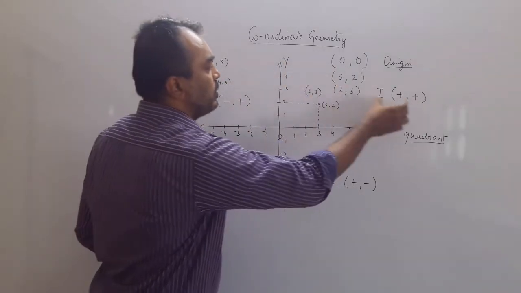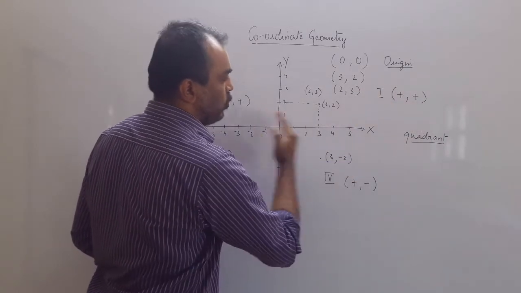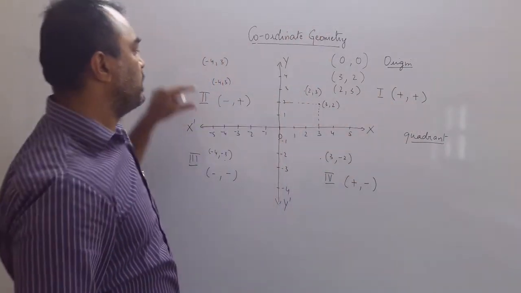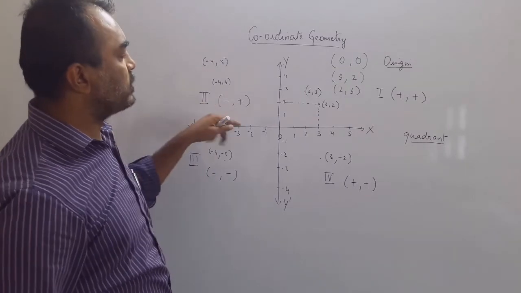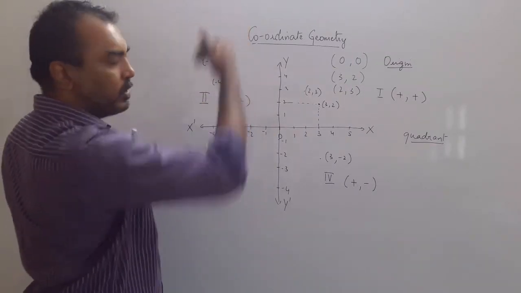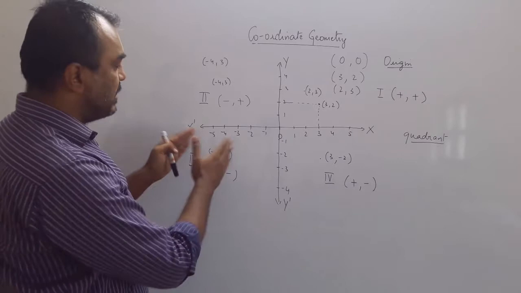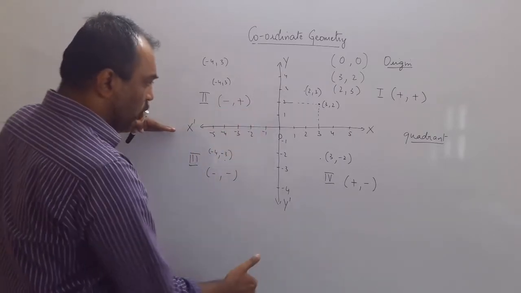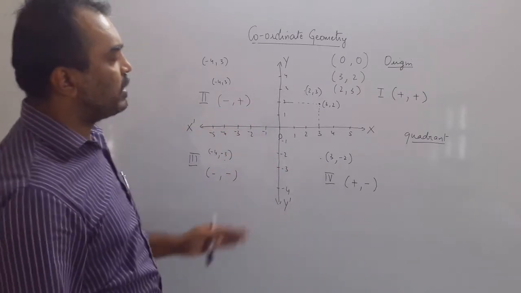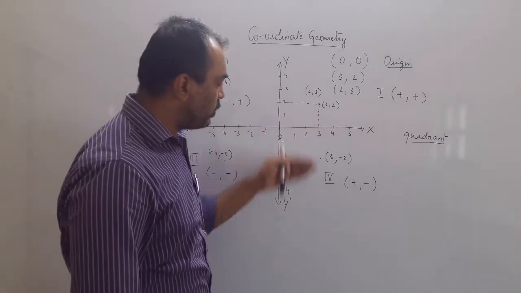In the first quadrant, both the coordinates are positive, going to the right, going to the top. In the second quadrant, it is negative, positive, going to the left, going to the top. In the third quadrant, it is negative, negative, going to the left, going to the bottom. In the fourth quadrant, it is positive, negative, going to the right, going to the bottom.